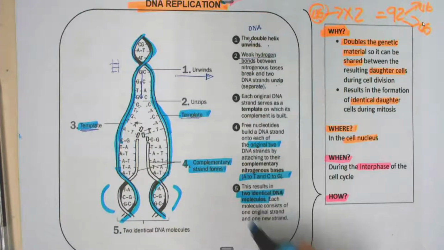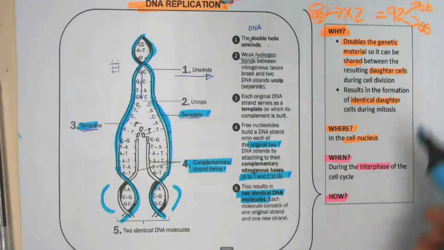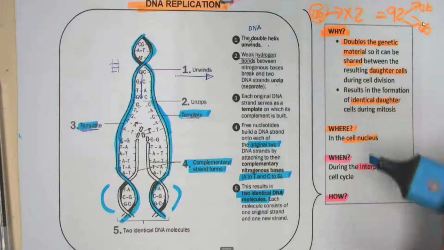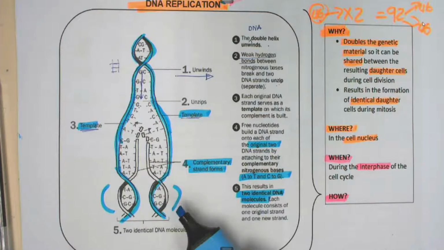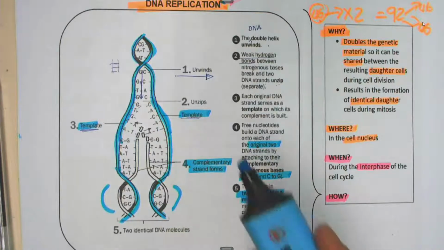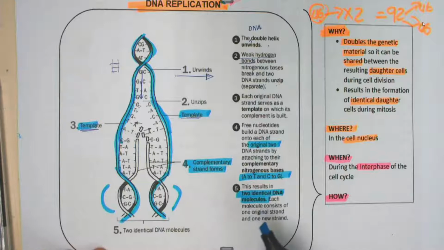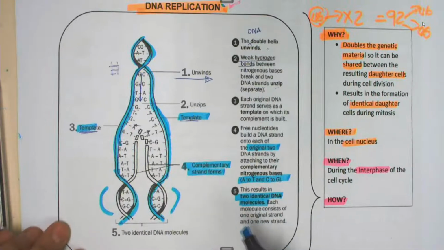You study it exactly like this, if we're lucky enough to be asked it. Otherwise, they will ask you questions about why, where, when, and then sometimes they give you pictures and ask you to identify the process and label certain sections and describe certain things. So make sure you know exactly what is happening here.